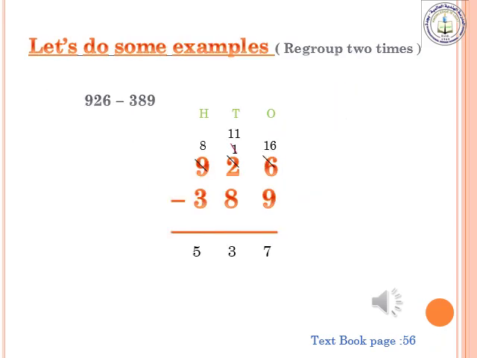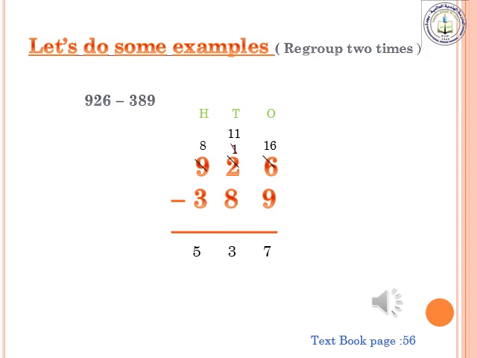Let us see some more subtraction problems with regrouping. But here we are regrouping 2 times. First example, 926 minus 389. First we arrange these numbers and then start from 1's place. Here in 1's place, 6 and 9. Can you subtract 9 from 6? No. Here more on the floor.